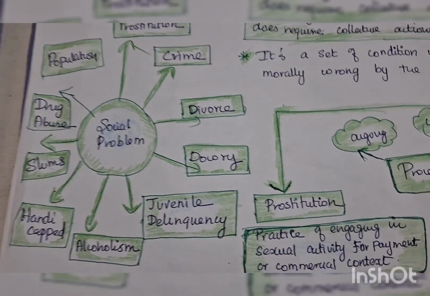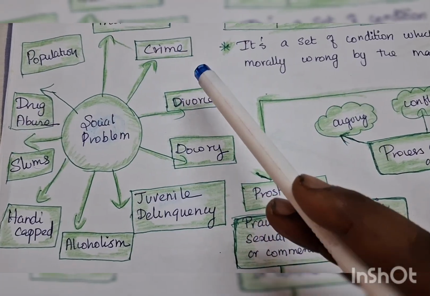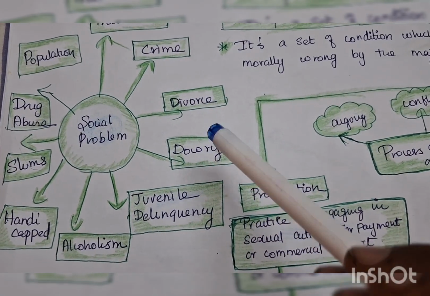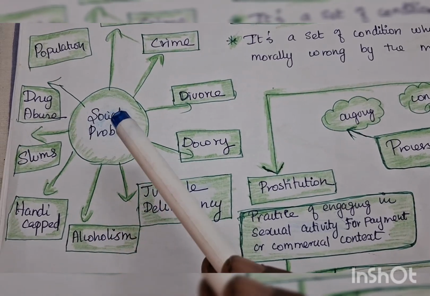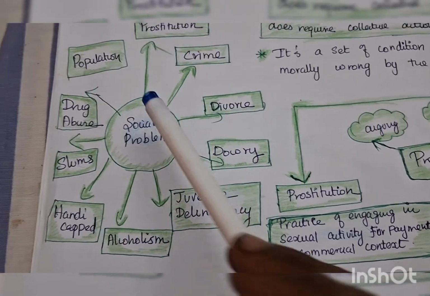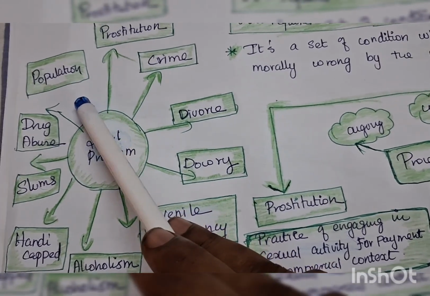So the main social problems in our society, overall, are prostitution, crime, divorce, dowry system, juvenile delinquency, alcoholism, handicap, drug abuse, slums, and the population. The population problem I have already discussed in a video, that's called the population explosion.